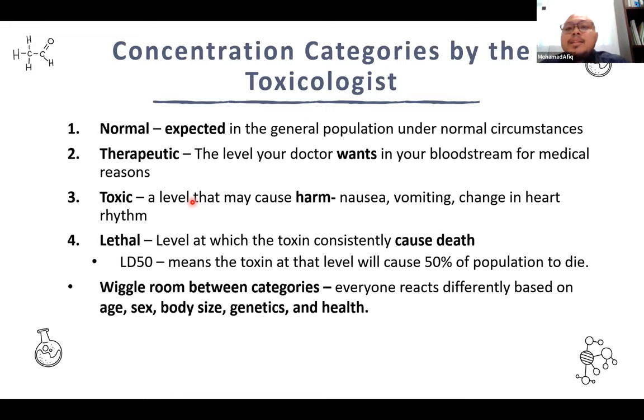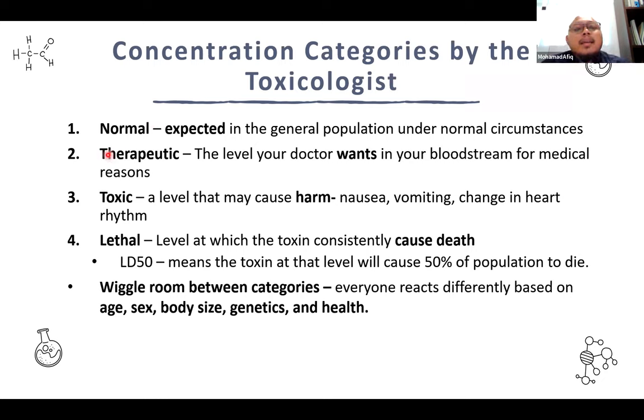Here is the concentration categorized by toxicologists. There are four. The first is normal. Normal is the amount of chemical found, and I refer to the amount of chemical, not specifically to poison. The normal amount of a chemical or substance is commonly found inside your body. For example, the amount of iron inside your body is 100 ppm. It's normal, nothing wrong with that.